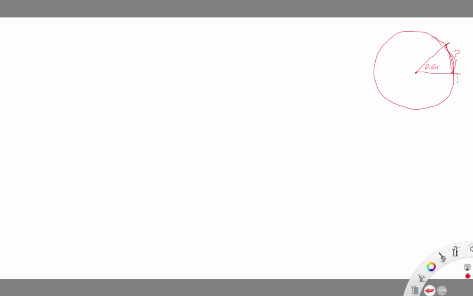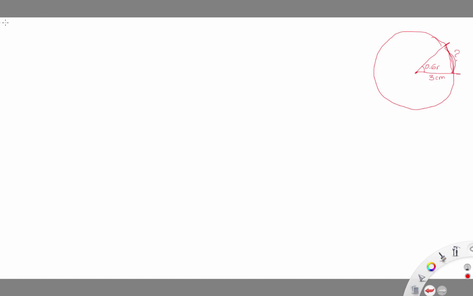How long is the arc of the circle? Well, to find this out, we first need to know what is the radius of the circle. So let's say the radius of the circle is 3 centimeters. So again, we are looking for the length of the arc, which lies across from the angle, which has a measure of 0.6 radians in a circle with a radius of 3 centimeters.